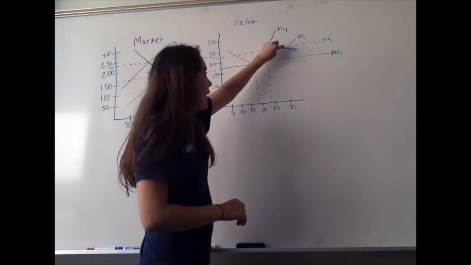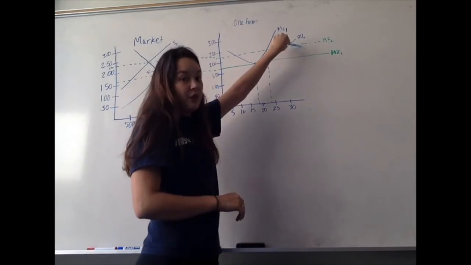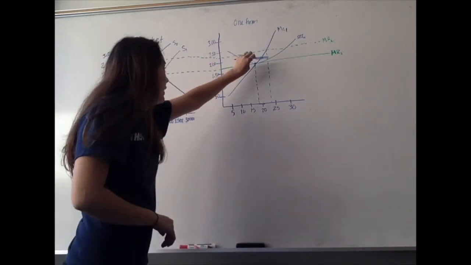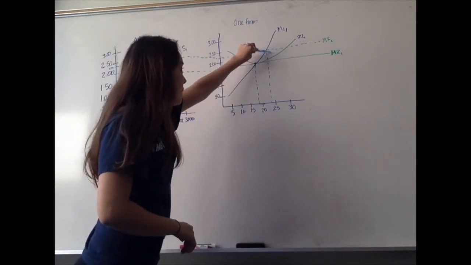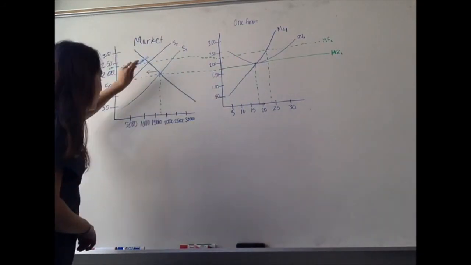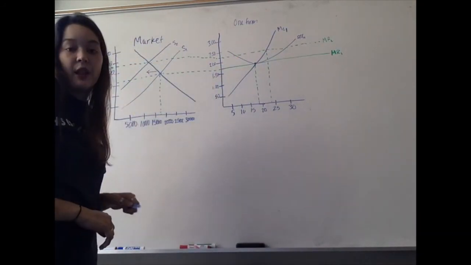So the firm does have a higher marginal revenue and has a higher profit, but they do have a higher marginal cost, and the supply of the entire market will actually shift to the left.